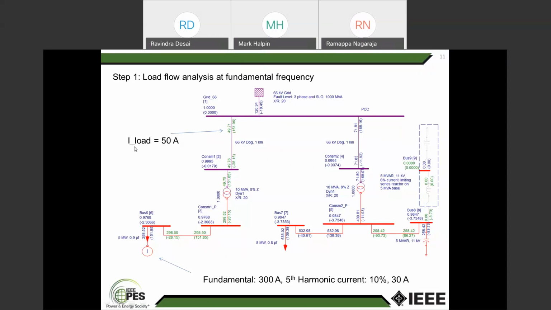Therefore, I load here corresponds to 50 ampere. Assume that actually this is the maximum load current, then actually the I load becomes 50 ampere here. This is what we are going to consider in the calculation of ISC by IL. 50 ampere is being considered here.